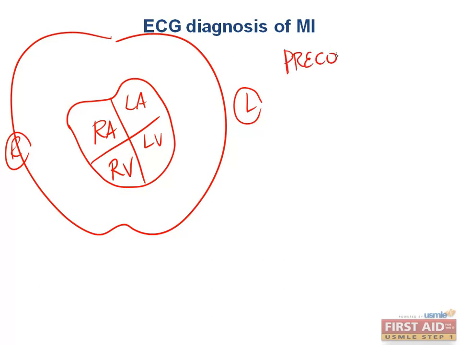Now, what does precordium mean? Precordium is Latin for before the diaphragm. So, we are looking at a section through the thorax before the diaphragm. This makes a lot of sense why we call the leads we're about to discuss precordial leads. We are directly superior to the diaphragm in the thorax.